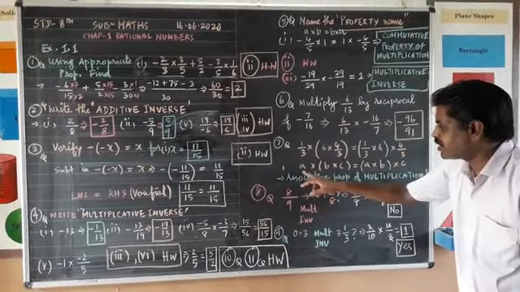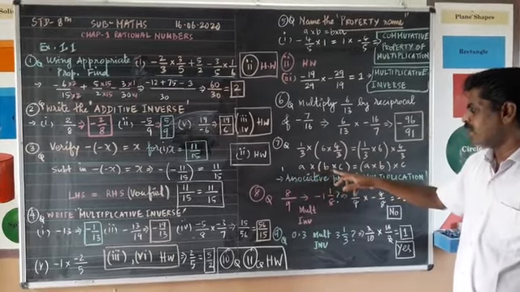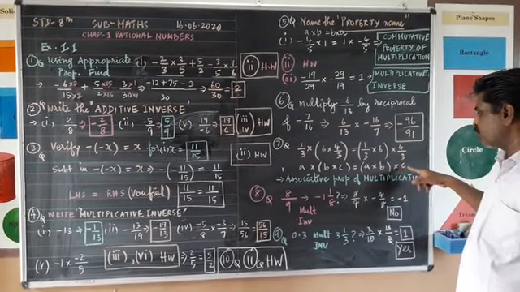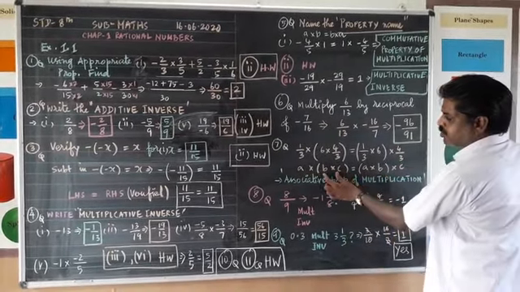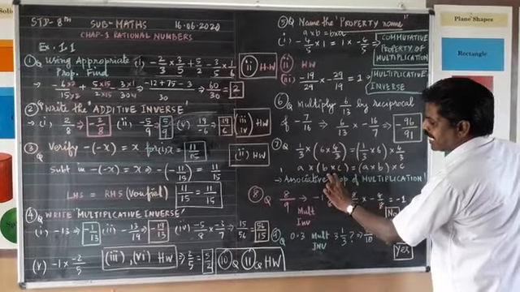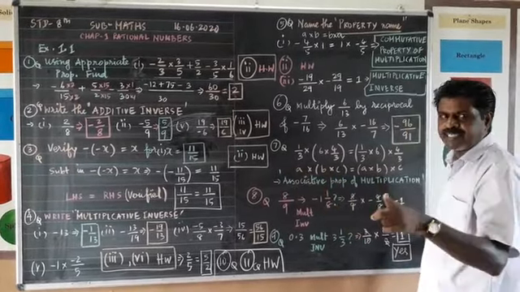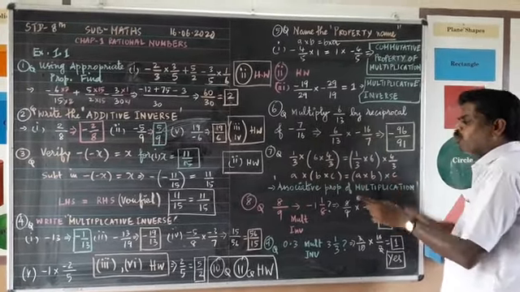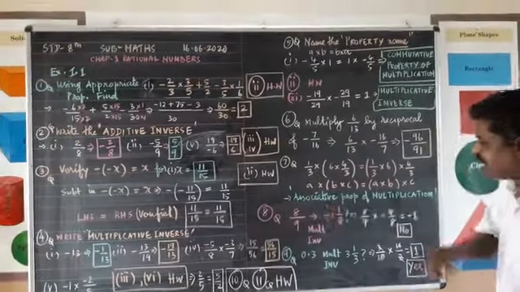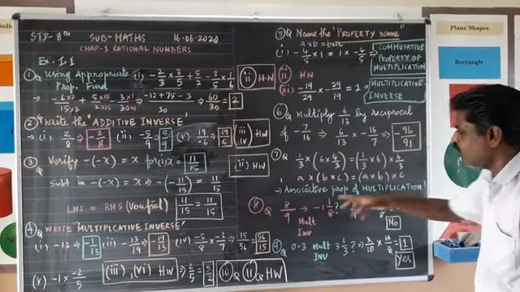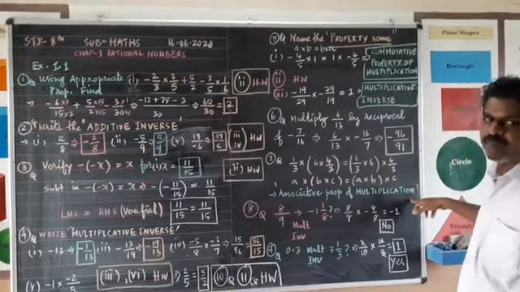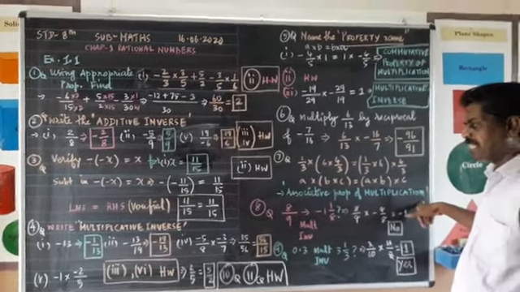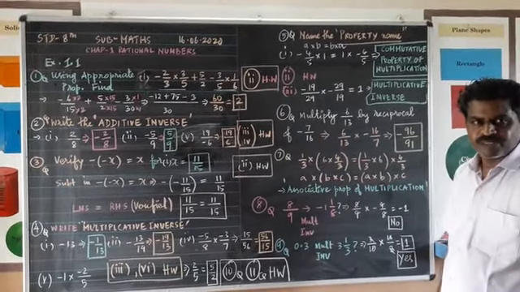And what is the condition for this one? A cross bracket B cross C will be equal to bracket A cross B into C. That means first, second and third number you are multiplying, then you are multiplying with the first number. That answer will be equal to first two numbers you are multiplying and multiplying with the third number. Both are equal. What property does this belong to? All are in multiplication. So associative property of multiplication. That is seventh problem. Okay.